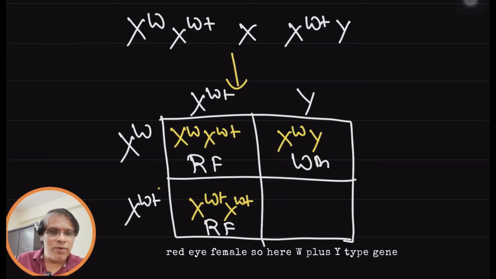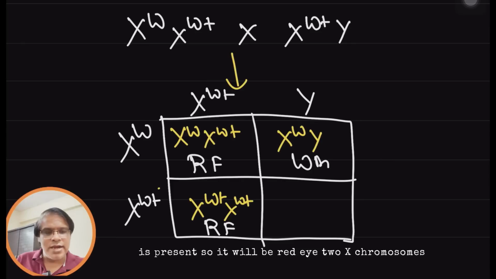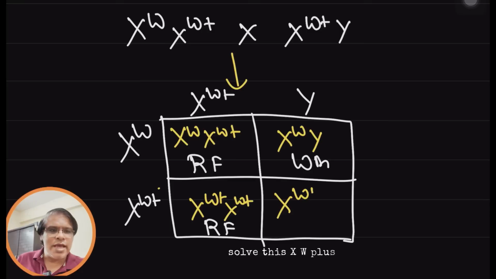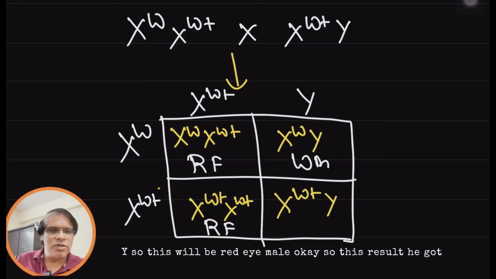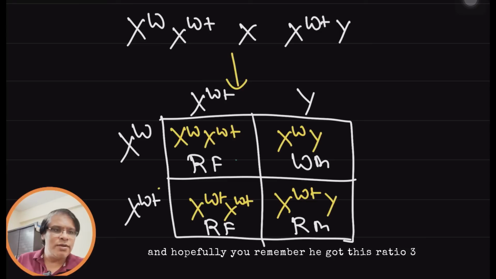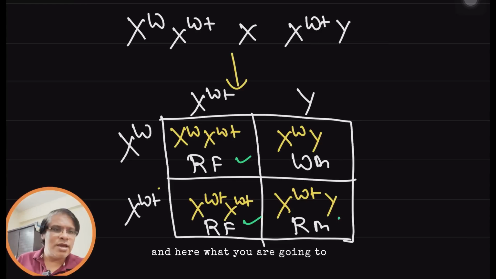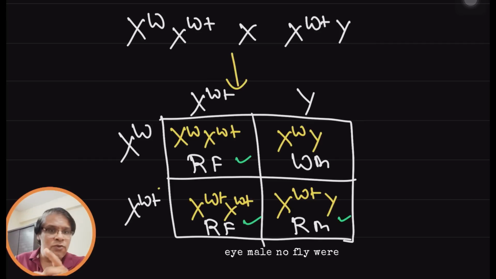Here the W+ wild type gene is present, so it will be red eye. Two X chromosomes are present, so it will be female. Now try to solve this, X^W+ Y. So this will be a red eye male. This is the result he got, and hopefully you remember he got this ratio 3:1. At 3 places you are going to see red eye, and here you are going to see only a white eye male. No fly was a white eye female.